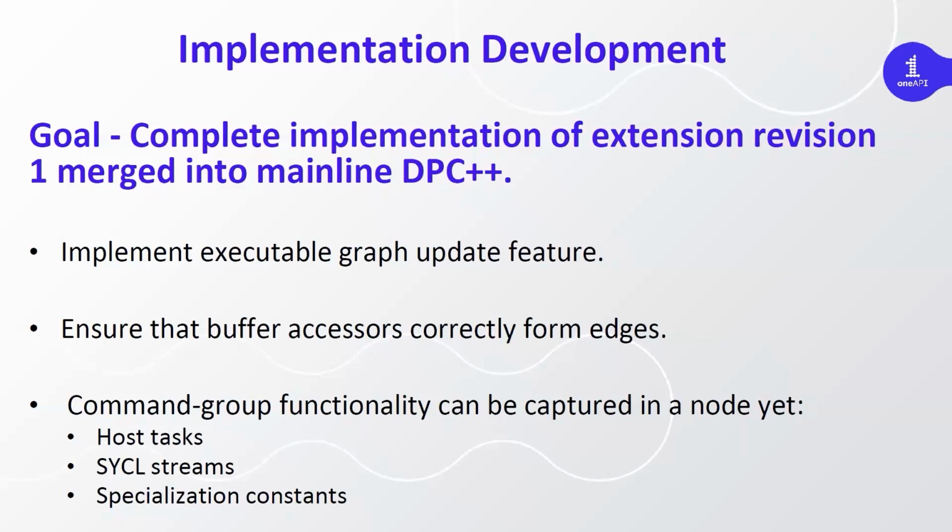We also need to do some work to ensure that buffer accessors correctly form edges. That's why right now you can only really use USM. This is tied up quite a lot in the existing DPC++ scheduling, and is proving a bit tricky to refactor. I think that'll be one of the main challenges to get this work implemented nicely in a way that's acceptable, say, upstream. Also, not all command group functionality can be captured in a node yet. Most parallel_for will work, but if you want to use things like host tasks, stream, specialization constants, we've not even started looking at those yet.